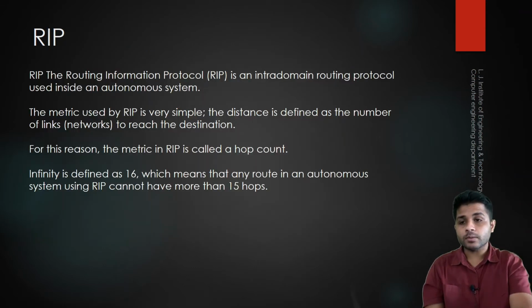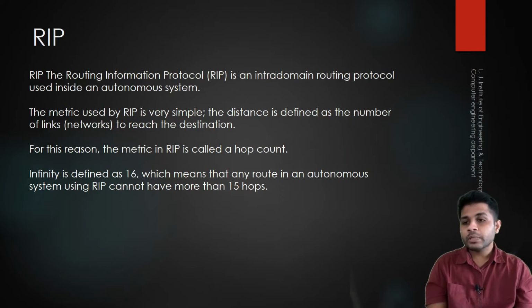Let's first see the RIP, which is the Routing Information Protocol. RIP is an intra-domain routing protocol. What is the meaning of intra-domain routing protocol? It means that this routing protocol lies within an autonomous system. What is an autonomous system? An autonomous system can be anything which consists of a small area. So your college campus can be an autonomous system. The society that you are living in can be considered an autonomous system. So within the autonomous system, if you want to implement some routing protocol, RIP is the best choice.